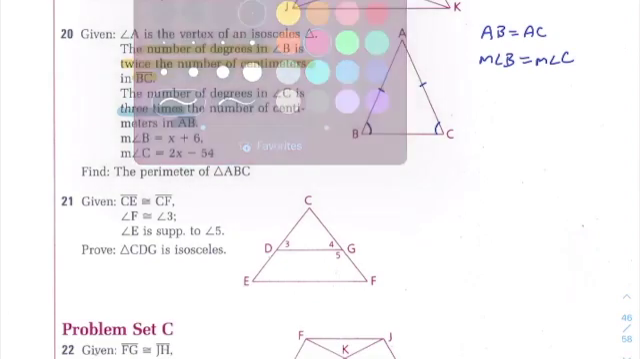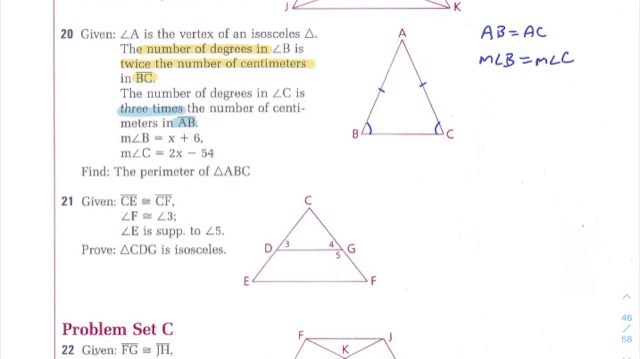Next up, it says that the number of degrees in angle B is twice the number of centimeters in BC. So that would mean that angle B is 2 times BC, its measure here. And the number of degrees in angle C is 3 times the number of centimeters in AB. So the measure of angle C will be 3 times the measurement of AB.